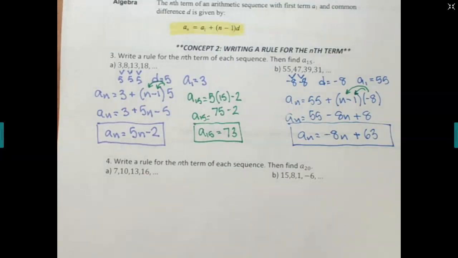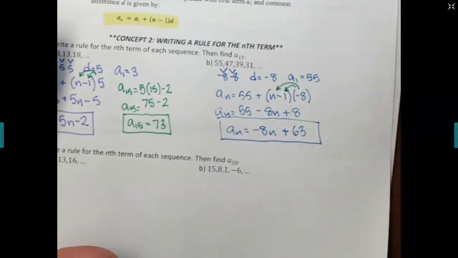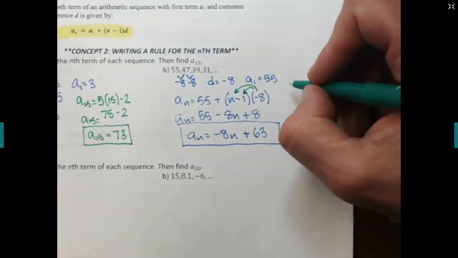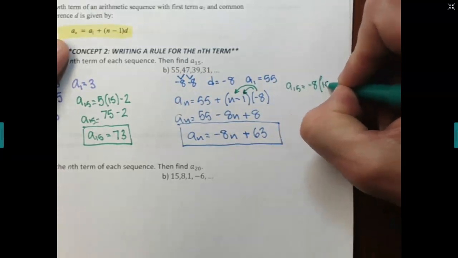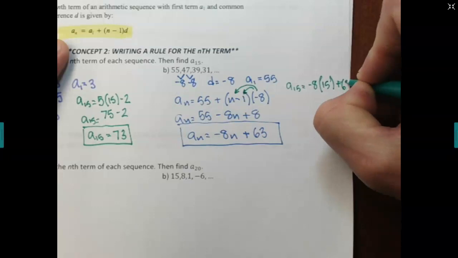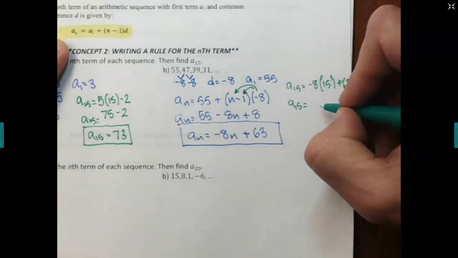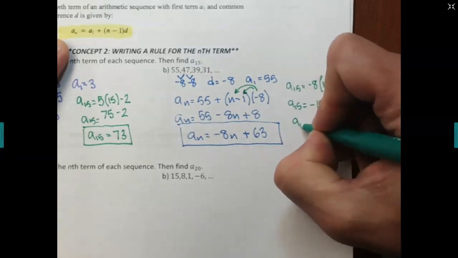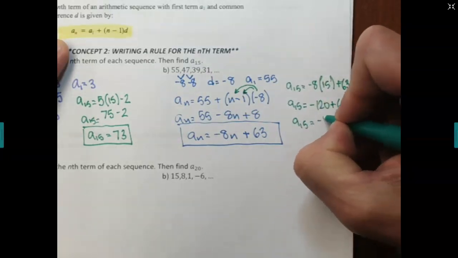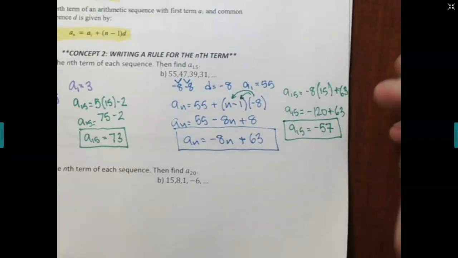Alright, now if I want to find the 15th term, I think I can do it right here. A sub 15 equals negative 8 times 15 plus 63. A sub 15 equals negative 120 plus 63. A sub 15 equals negative 57. And done.